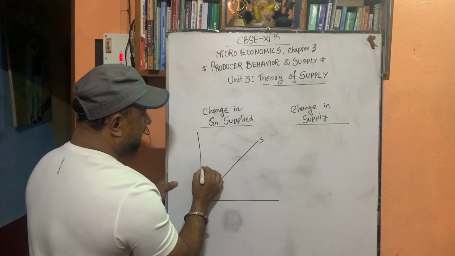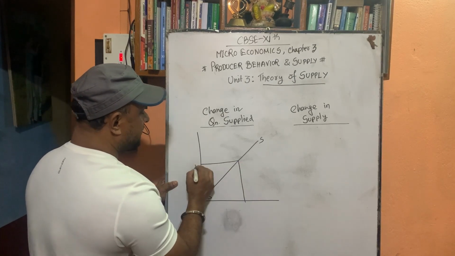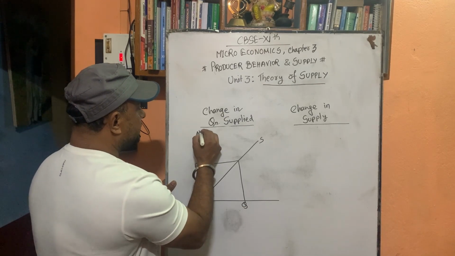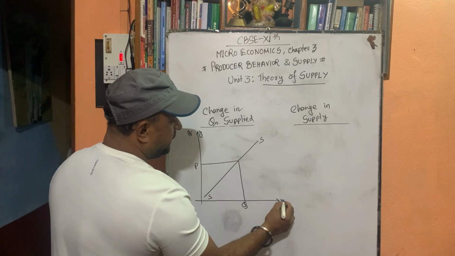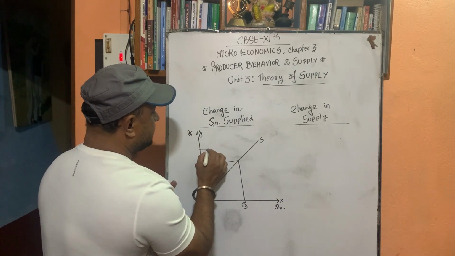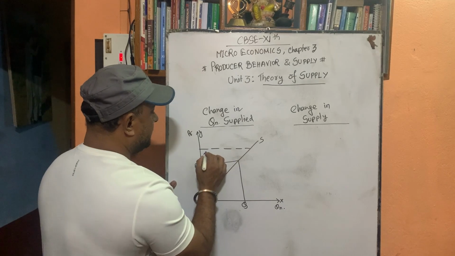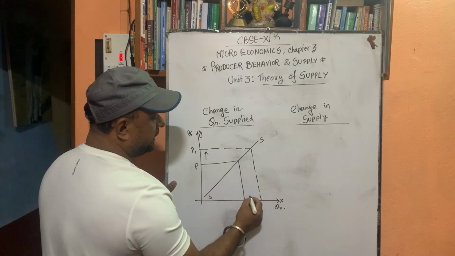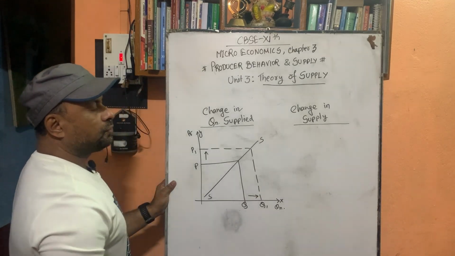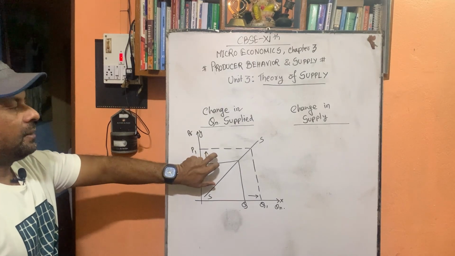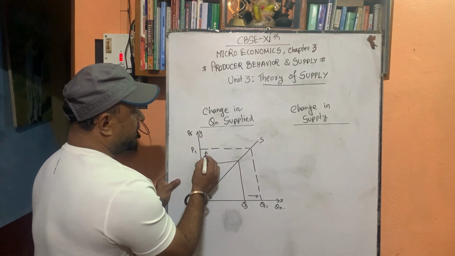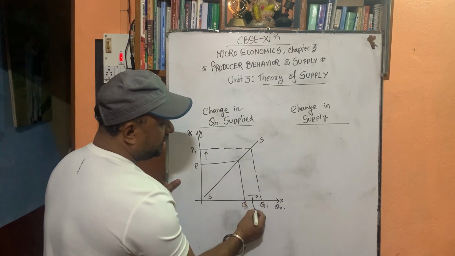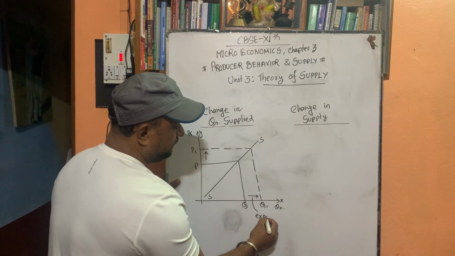This is our original supply curve. This is our initial price and initial quantity. Okay. Now if the price of the good increases, from P to P2, then what happened? Quantity supplied also increases, from Q to Q1. This is expansion of supply. Here due to the rise in the price, supply increases. This one is called expansion or extension.